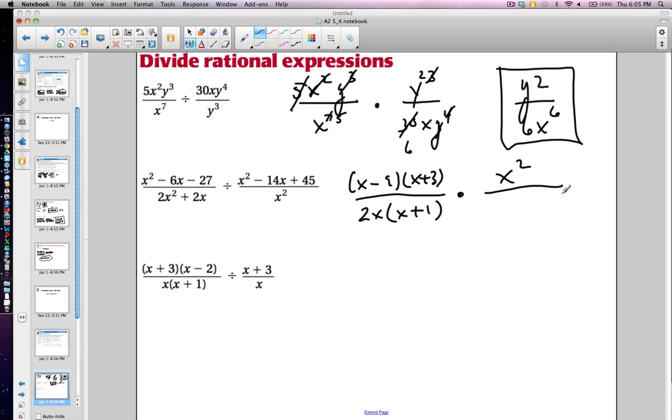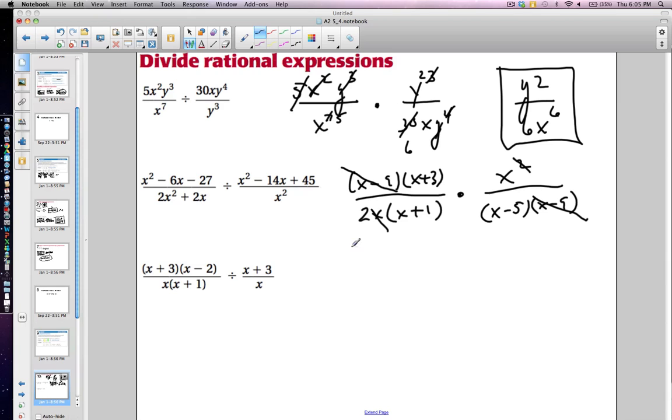That's easy. And then factors of 45 that add up to be 14. 5 and 9. Okay, so this is x minus 5 times x minus 9. And now I want to cancel common factors. Well, I have x minus 9, and I have x minus 9. I have an x here that will cancel with one of those two. And now I'm fully canceled.